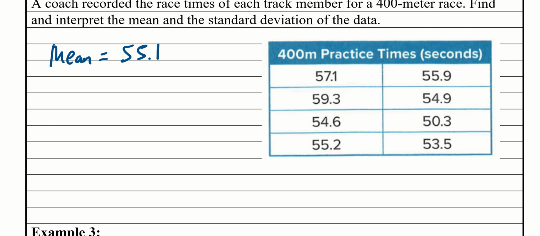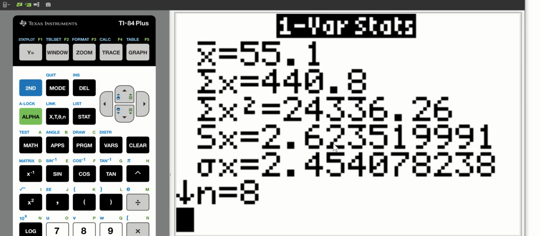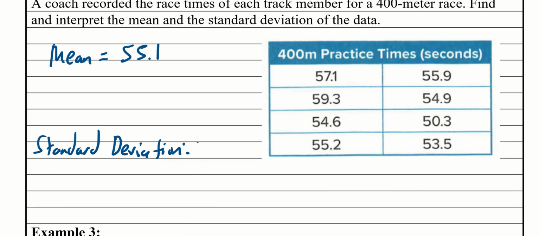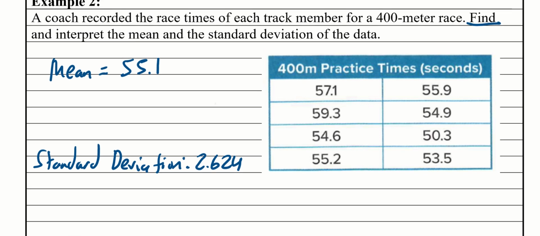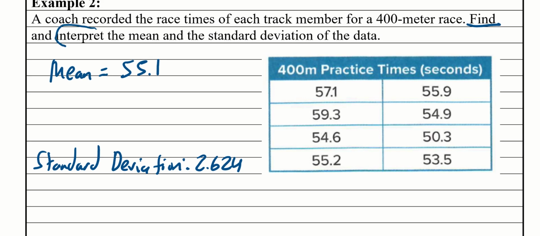And then standard deviation, I'm actually going to write this below because I'm going to leave myself some space to do the second part of this question, which is interpreting the values, or in other words, explaining what they are telling us. So standard deviation, I'm just double checking, that was 2.624. So we found the mean and standard deviation, and the other piece that it says here is interpret, or in other words, explain what that value tells you.